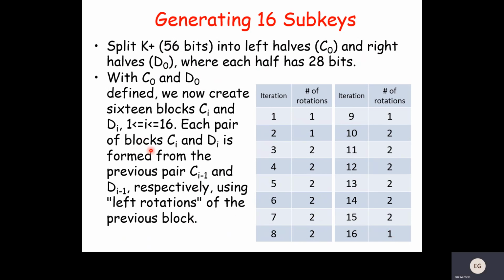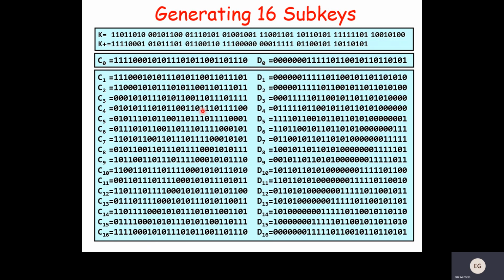This is what they say you have to do. So let's see an example. We already know how to go from K to K plus using PC1, the permuted choice 1 table that we saw. Then we divide K plus into blocks of 28 bits. The first 28 bits will go up to here, so it will include 1110. And the other 28 bits, the least significant 28 bits, start here and go up to that. The most significant 28 bits I will call C0, and the least significant 28 bits I will call D0.